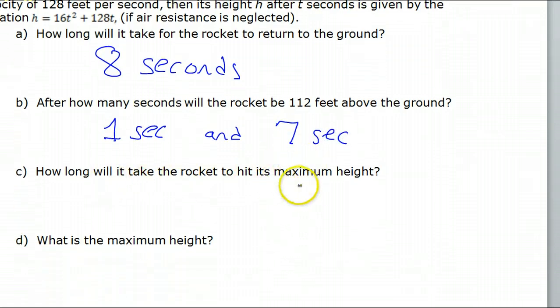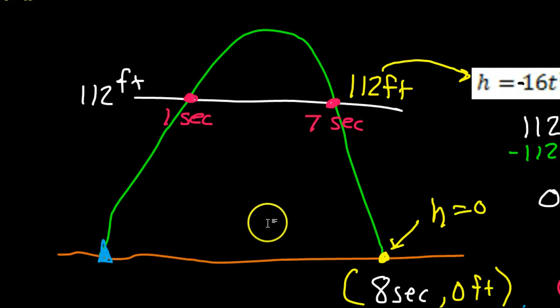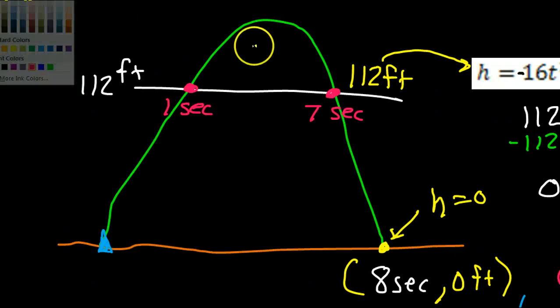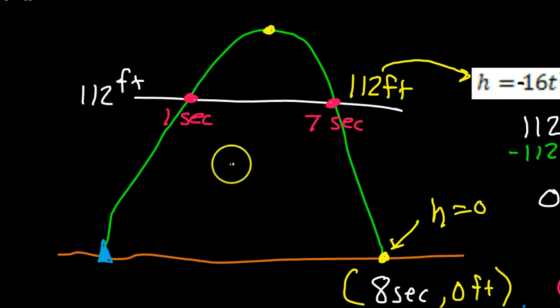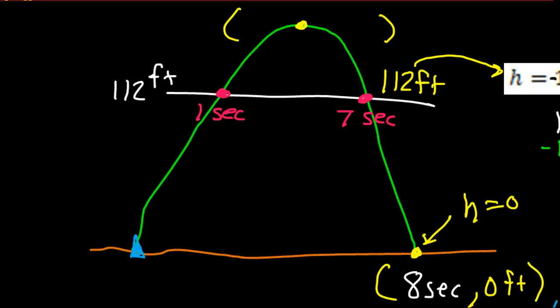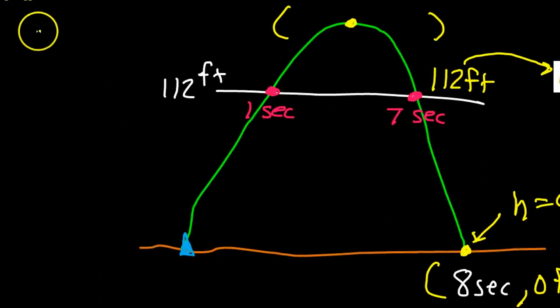How long will it take the rocket to reach its maximum height? Okay, if we're talking about the maximum height, we are talking about the vertex. So let's find this maximum height. Let's find the vertex. If we want to find the vertex, then we need to do the opposite of b over 2a. We're looking for the time and the height of the vertex. So let's start by finding the time of the vertex by doing opposite of b over 2a.